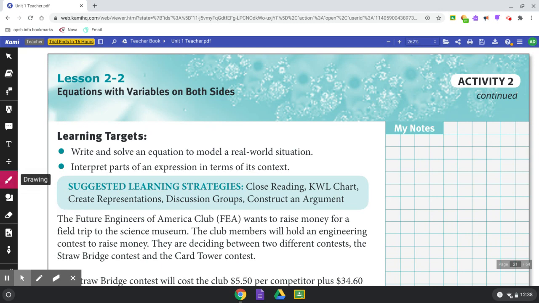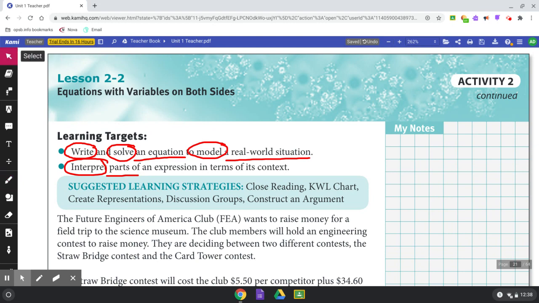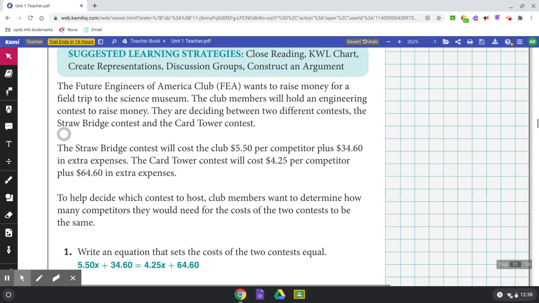Excellent. So our learning targets for lesson 2-2 are we are going to write and solve an equation to model a real world situation, and we're going to interpret parts of an expression in terms of its context. Okay, so we're going to start dealing with real world situations with variables on both sides of equations. All right, scrolling down here.